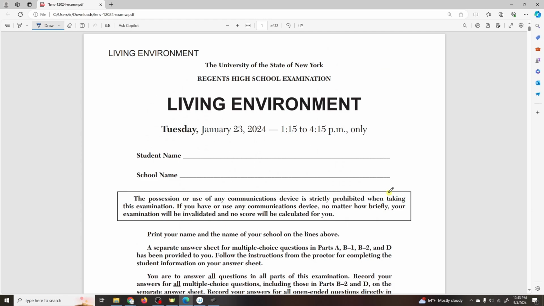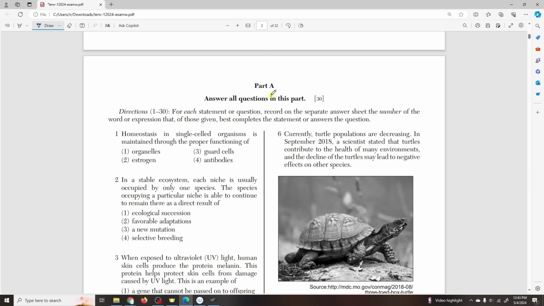Hello everyone, today we're going to be going over the January 2024 Living Environment Regents Exam. We're going to be looking at Part A, which is 30 multiple choice questions, starting with number 1, which says that homeostasis in single-celled organisms is maintained through the proper functioning of what?